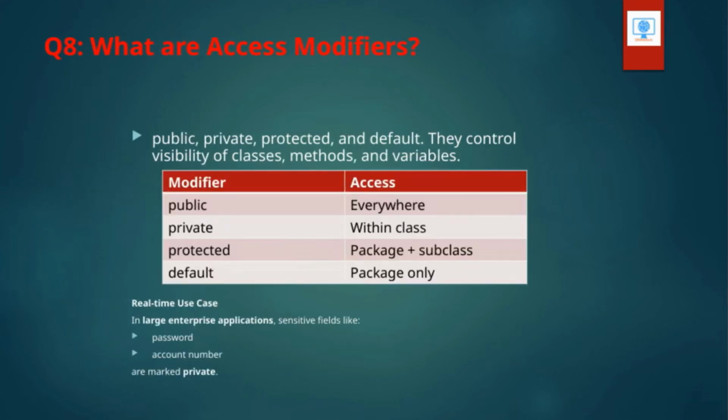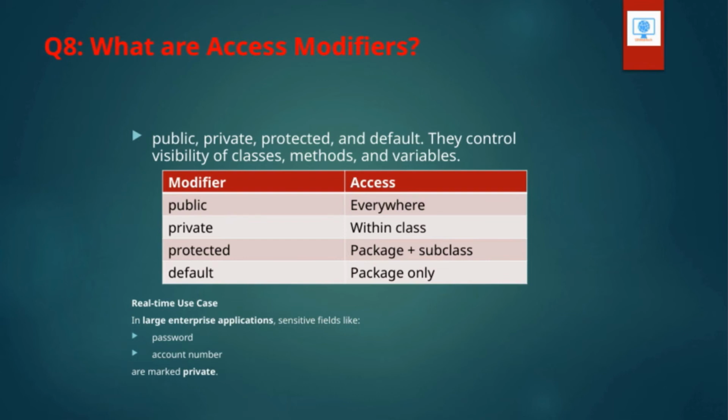Let's take a closer look at access modifiers and what they do. On this table, you'll see the four main types: public, private, protected, and default. Public members are accessible everywhere, meaning any part of your program can access them. Private members, on the other hand, are restricted to within the class itself. Only methods inside that class can see and modify them. Protected members are a bit more flexible. They're accessible within the same package and also in subclasses, even if those subclasses are in different packages.